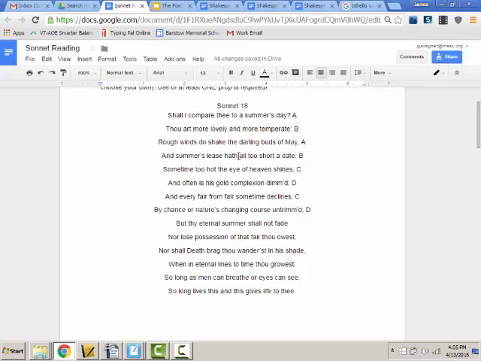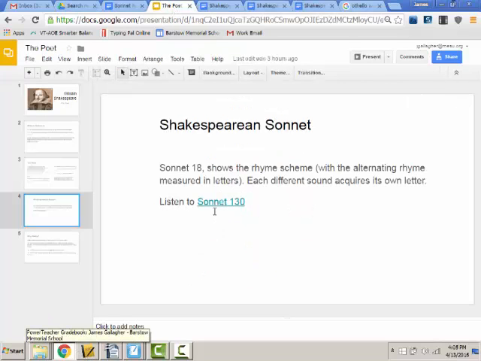Now, going back to our presentation, if you want to listen to Sonnet 130, it's really helpful. You'll again see a different example of Shakespeare's sonnets, but you don't have to.